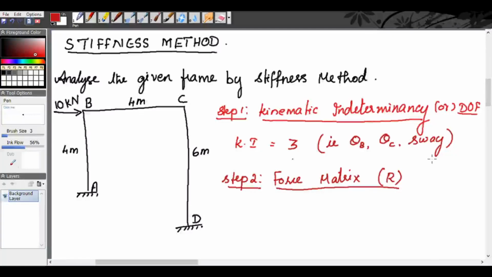But in this case, the first step is to determine the fixed end moments. There are no fixed end moments here because the force is acting at the joint. We will have fixed end moments only if the force is acting at intermediate points in the span, other than the joints. So here we don't have fixed end moments, right?